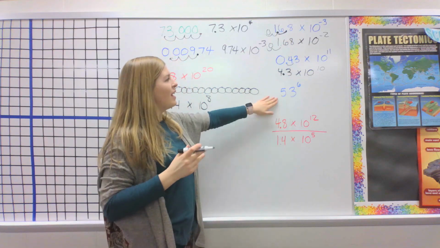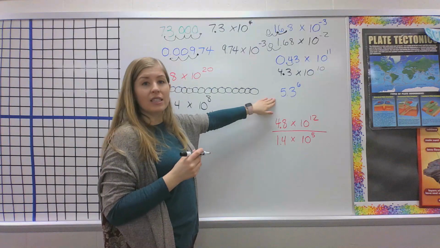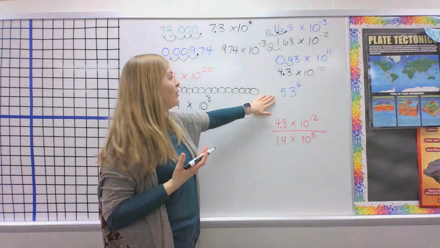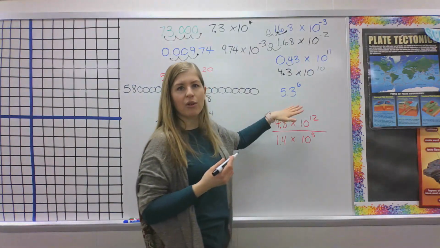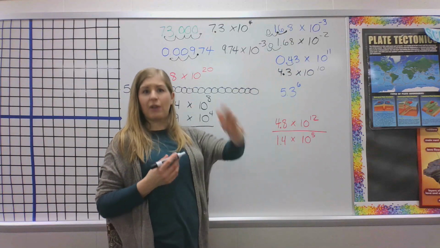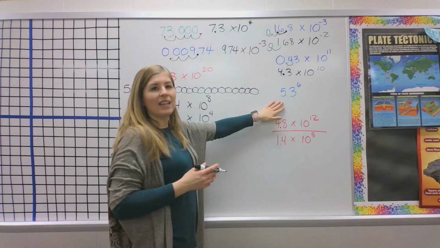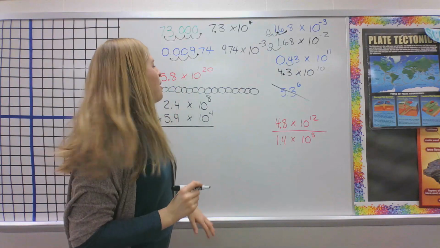Okay, awesome. And this last one, is this written in scientific notation? I don't see times 10 to anything, so I don't think so. 5.3 to the 6th power is not the same as 5.3 times 10 to the 6th. This would be 5.3 times 5.3 times 5.3. So that is not written in scientific notation. So I'm just going to cross that off altogether.